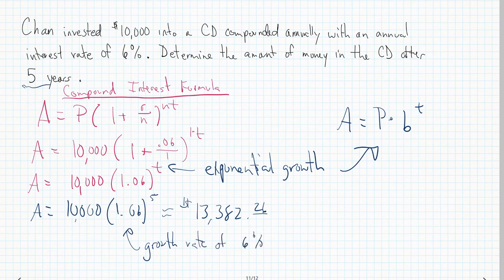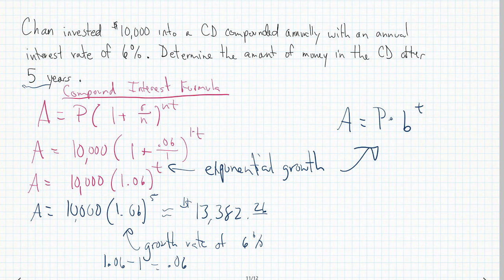It was given to us right out the gate, but it's 6%. And the way we always get that is we take whatever the number is on the inside and we subtract off 1 from that, because the 1 actually indicates 100%. And so that's where that's coming from.